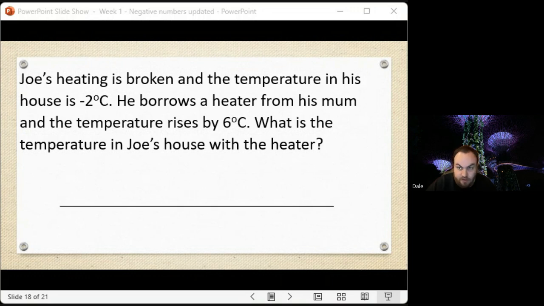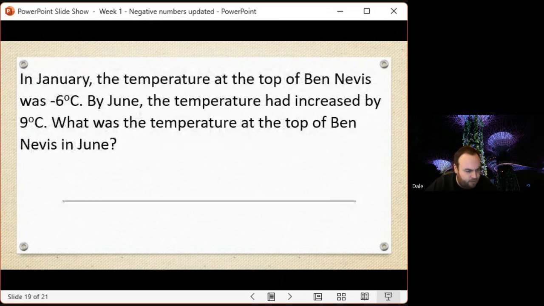Three guesses in the chat so far. A big congratulations to Miles, who was the first person to guess. Well done. The temperature in Joe's house would be 4 degrees. Oh, still not warm enough for me, but there we go. I think we've got a couple more of these. Right, there's another temperature one.